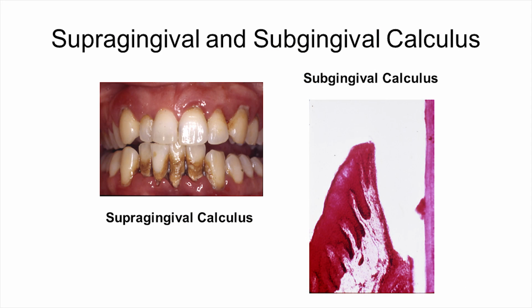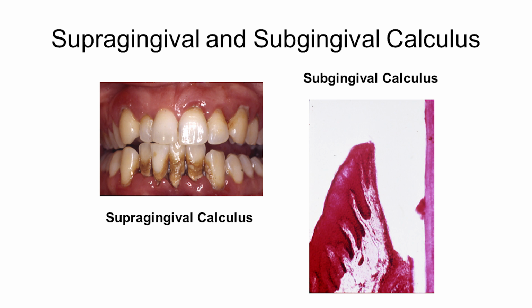In contrast to the plaque, which is soft microbes, microorganisms, calculus is hard. It's mineralized, and it's mineralized plaque, basically. And it comes in two forms, as I mentioned, supragingival and subgingival. You can see on the left-hand side, the supragingival calculus is stained with pigment, probably from coffee or tea, but it is gross in its amount.